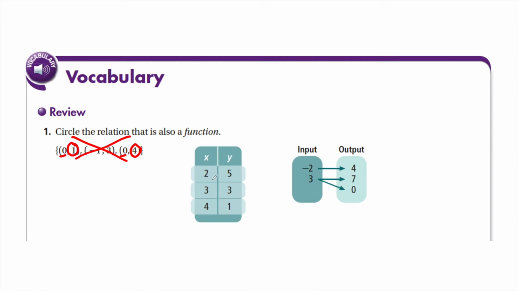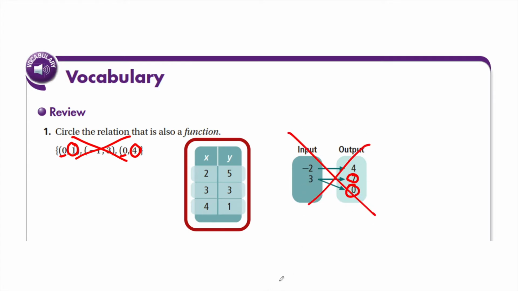In the middle, I see that there are no repeating input values, and there are no repeating output values towards the one specific input, and therefore this is going to be a function. And the last one, the mapping diagram. We have a -2 that goes to the 4, but we have a 3 that goes to the 7 and the 0, which means we have one input that goes to multiple outputs, which means this is not correct.